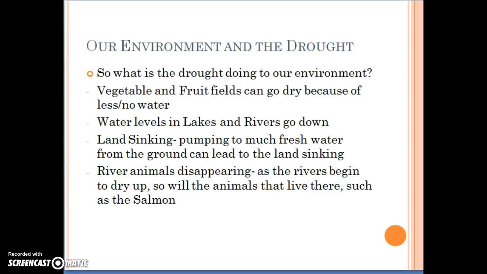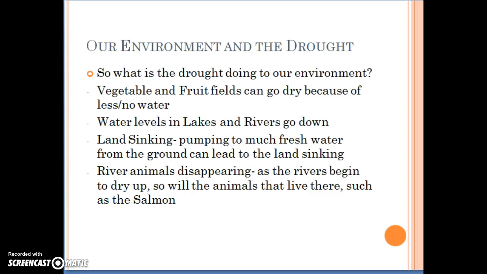So, our environment and the drought. What is the drought doing to our environment? Most of the water that our state uses goes to help farming communities. So without water, vegetable and fruit fields are being dried up because there's no irrigation to support the growing of fruits and vegetables. Also, water levels in lakes and rivers are going down. Rivers and lakes are starting to dry up because there's no rain coming to fill them up.